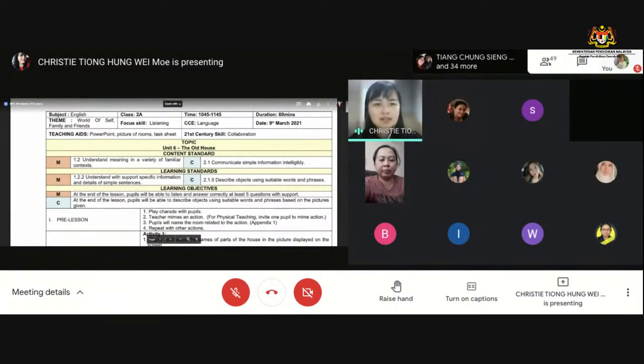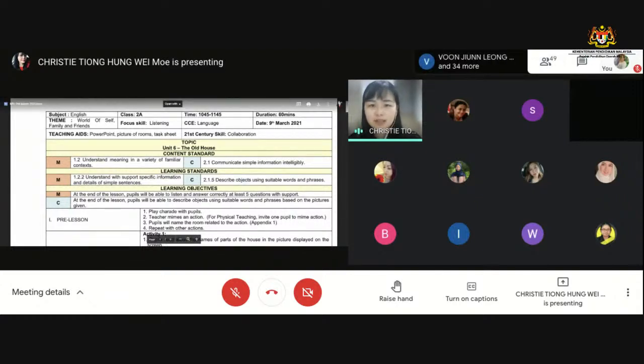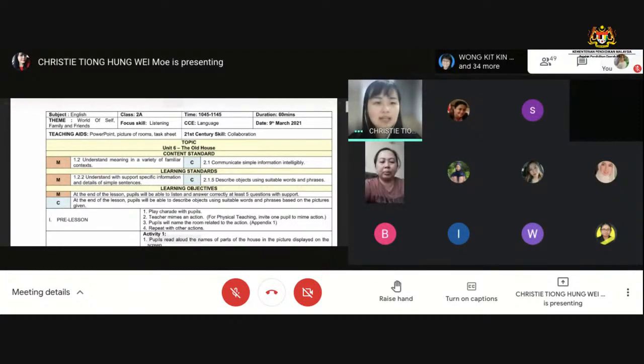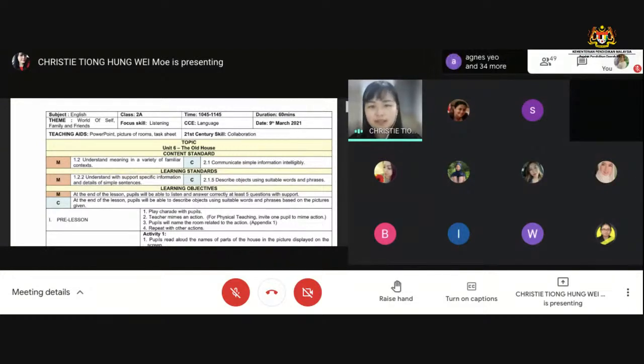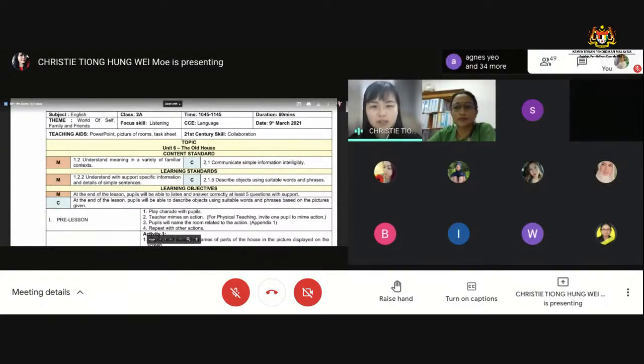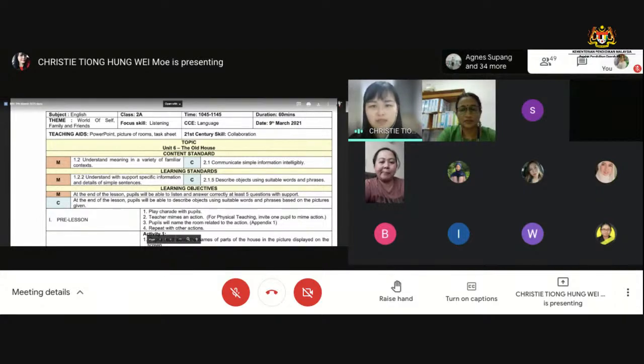For the main content standard, it is 1.2, understand meaning in a variety of familiar contexts. And the complementary content standard is 2.1, communicate simple information intelligibly. For the main learning standard, we have 1.2.2, understand with support specific information and details of simple sentences. And the complementary learning standard is 2.1.5, describe objects using suitable words and phrases.